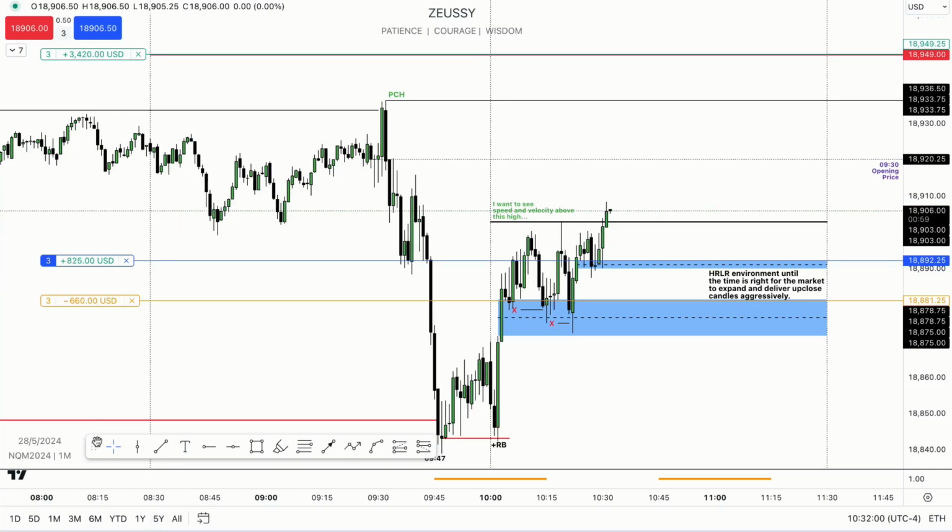If the market gets overzealous and it trades with speed and velocity above the previous cycle's high, then I anticipate it to draw towards the equilibrium of the next range. Equilibrium being, of course, at around 950.